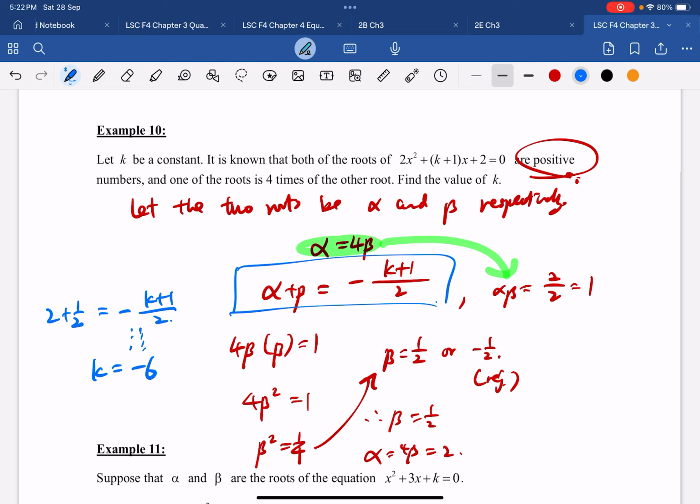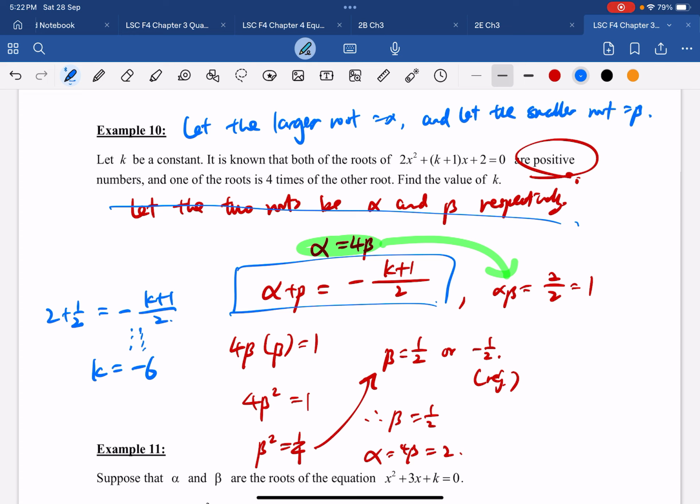Because it says one of the roots is 4 times the other root, you should specify which root is larger and which root is smaller. So don't write like this. Since I am now saying alpha equals 4 beta, alpha should be the larger root. So let the larger root equal alpha, and let the smaller root be beta. You need to clearly tell me which root is the larger one and which root is the smaller one. Okay, got it?